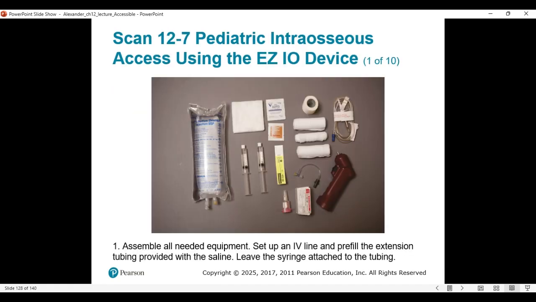We're going to assemble our equipment. We're going to set up a line and prefilled extension. So you're going to need your drill or your IO source, like this is the EZ-IO, the EZ-IO needle. You're going to need the J loop. You're going to need some saline. I think this is some lidocaine to numb it. And this is your tubing.